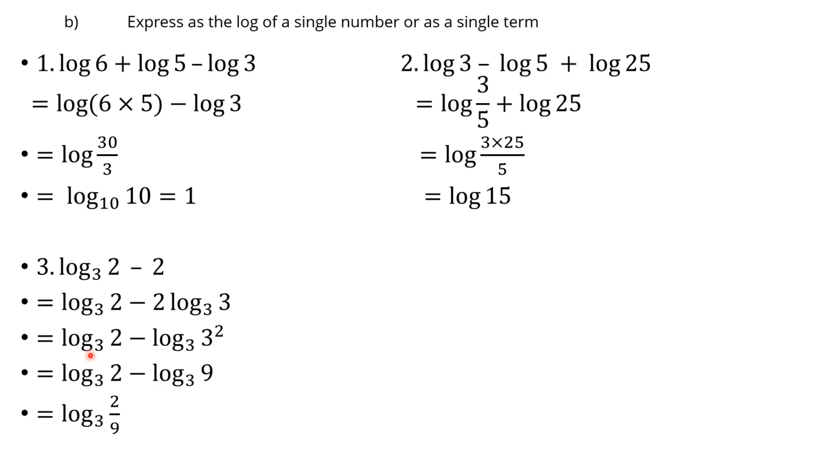So I have log base 3 of 2 minus log base 3 of 3 to the power 2. So I assume that 2 can go up and it becomes the exponent for 3 squared. And I'm doing all the steps, I'm not going straight to the answer. So log base 3 of 2 minus log base 3 of 3 squared, which is 9. And there, minus becomes division. So this is log base 3 of 2 over 9.